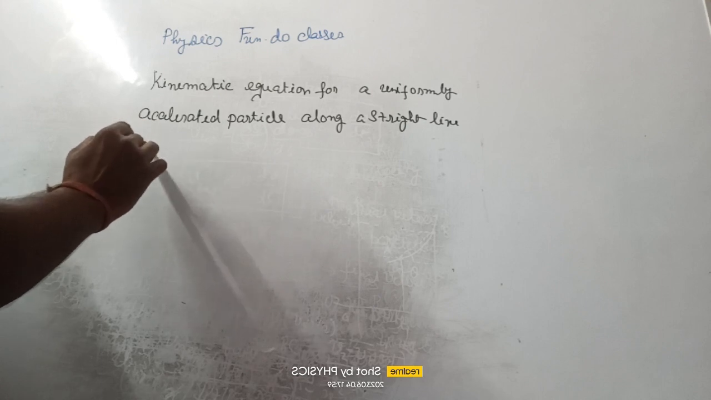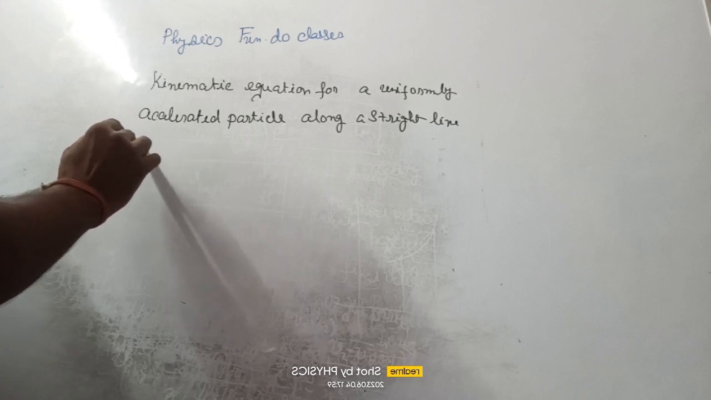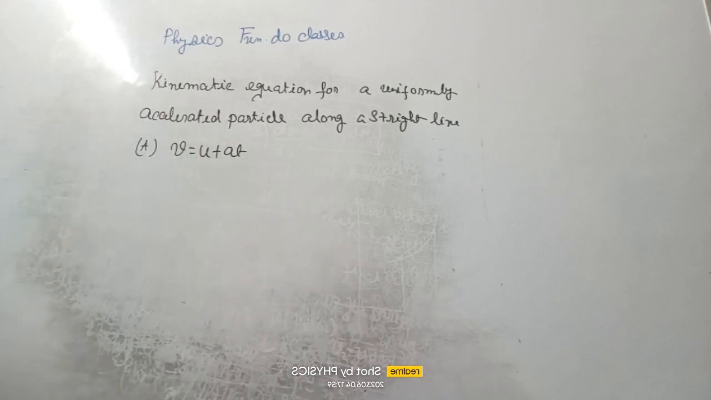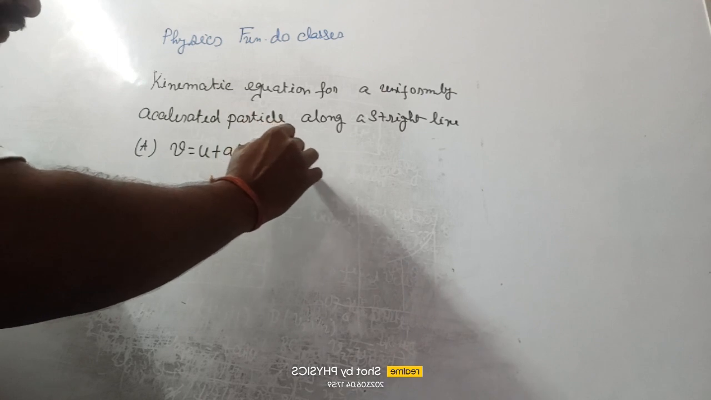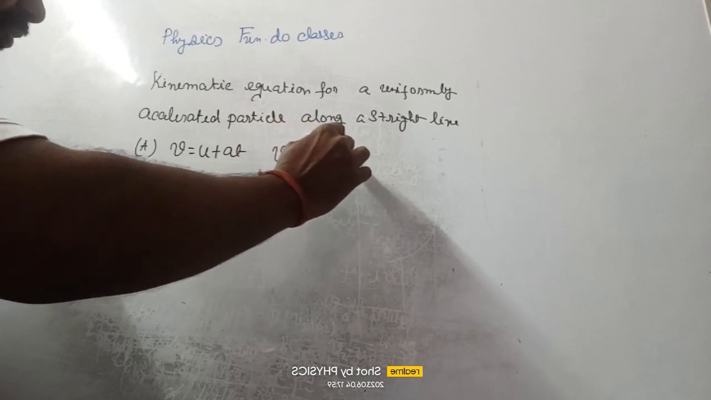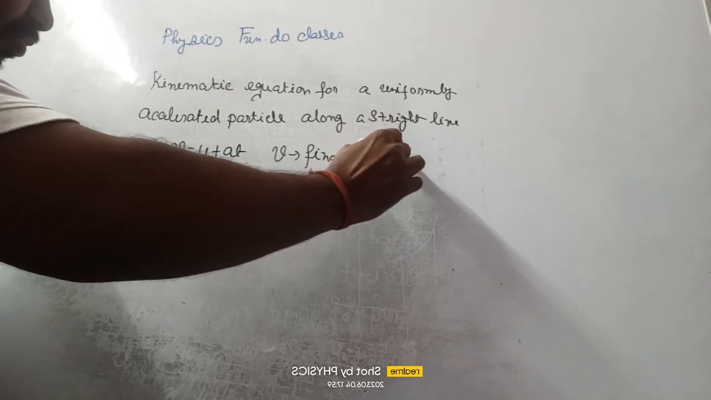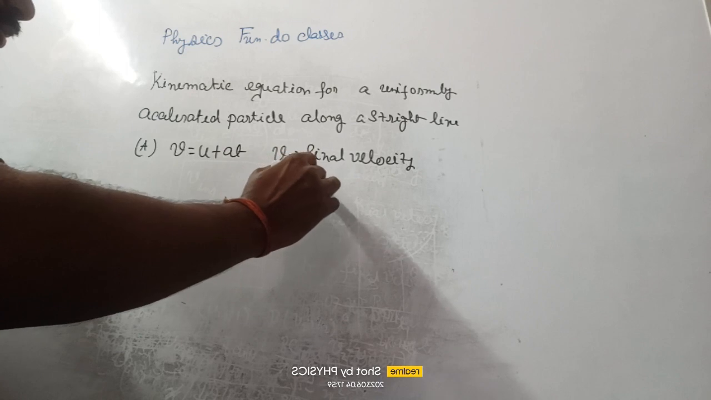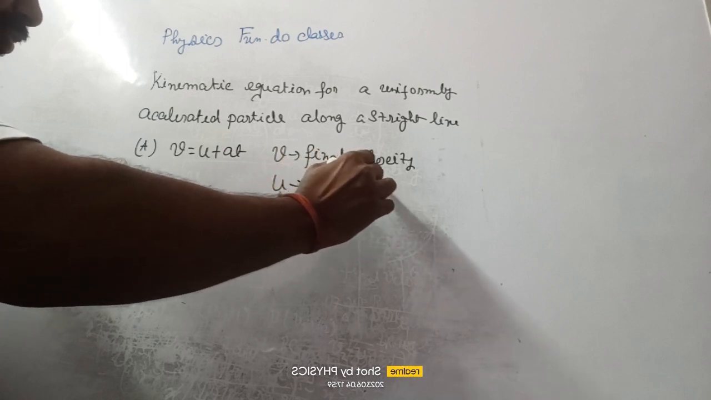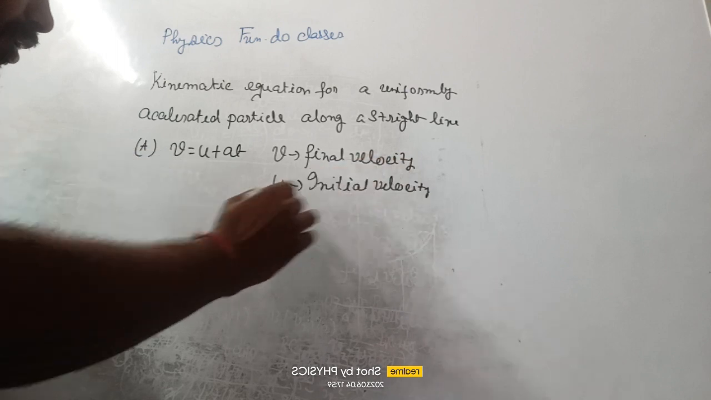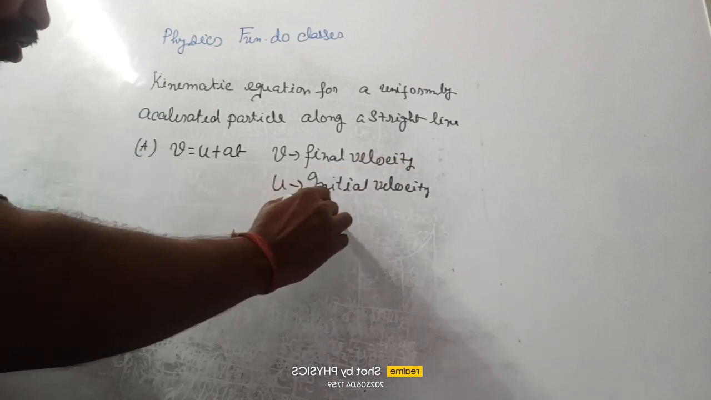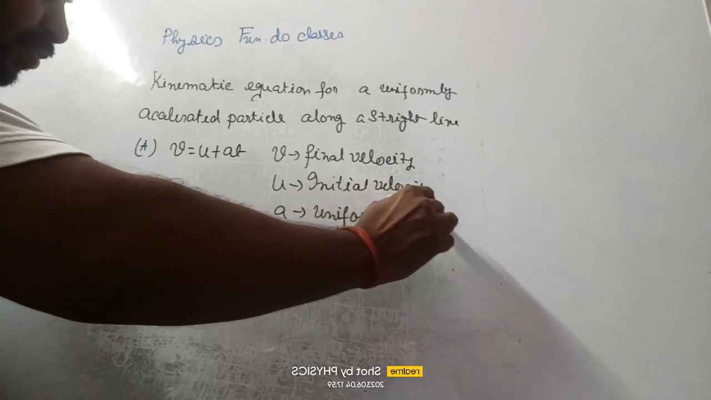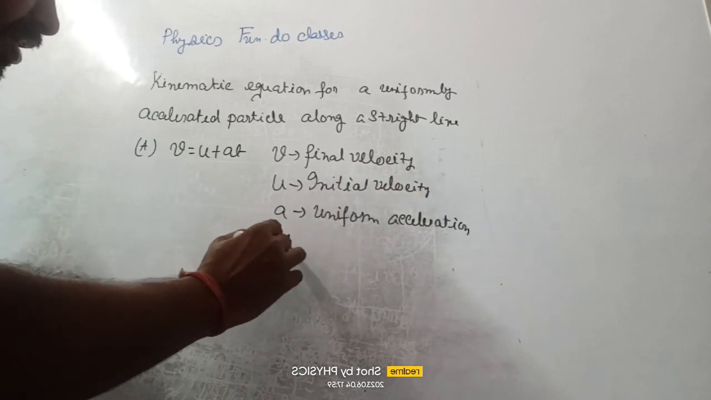What are the equations? First we prove v equals u plus at, where v is the final velocity, u is the initial velocity, a is the uniform acceleration, and t is the time.